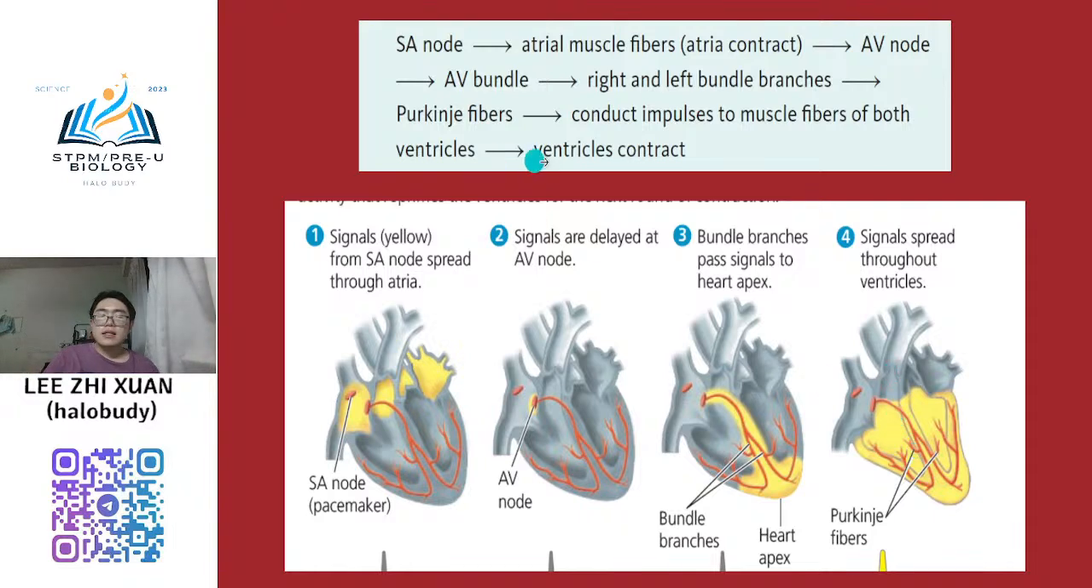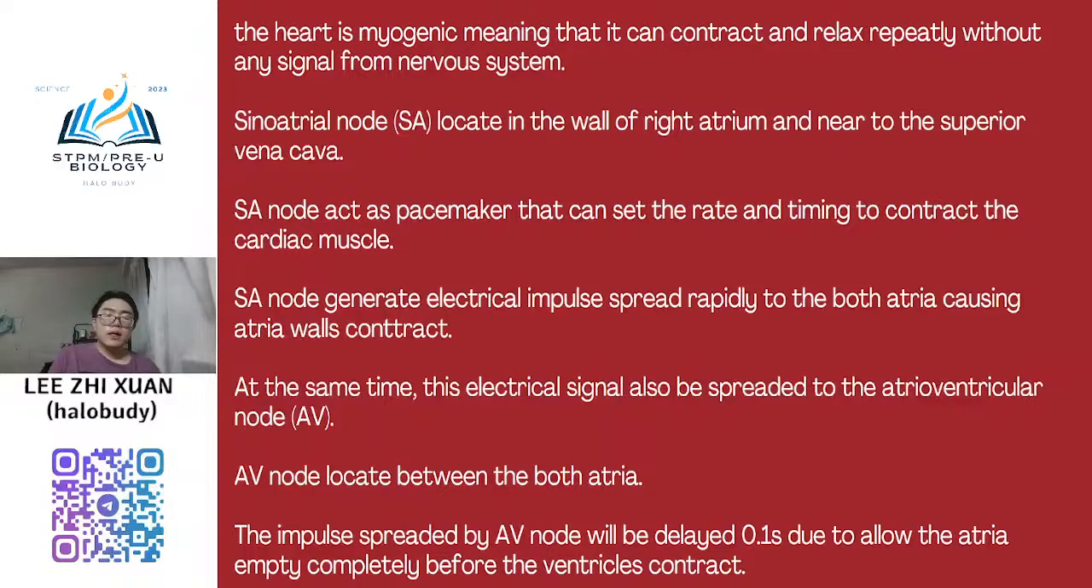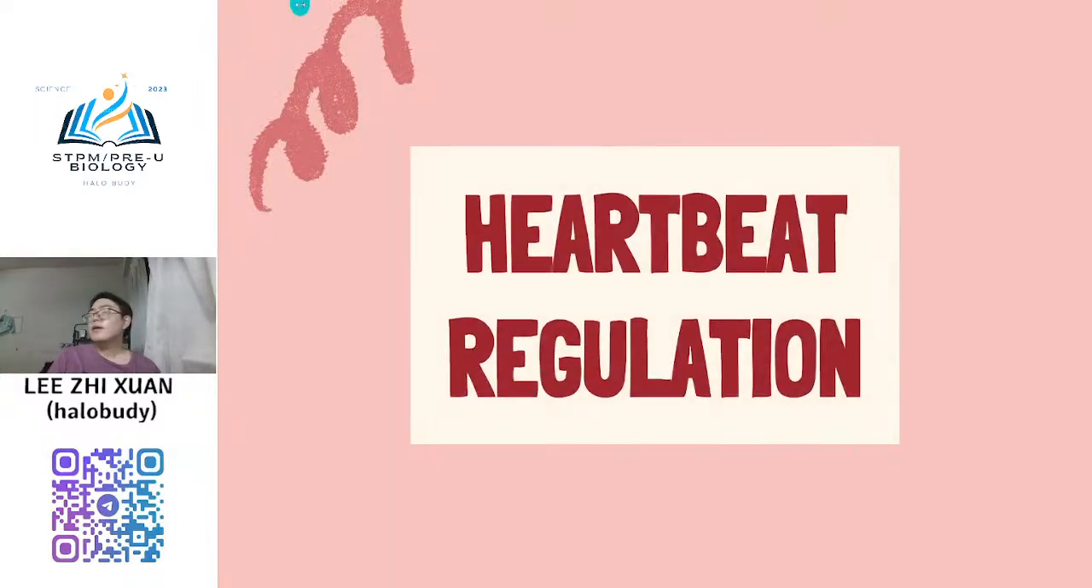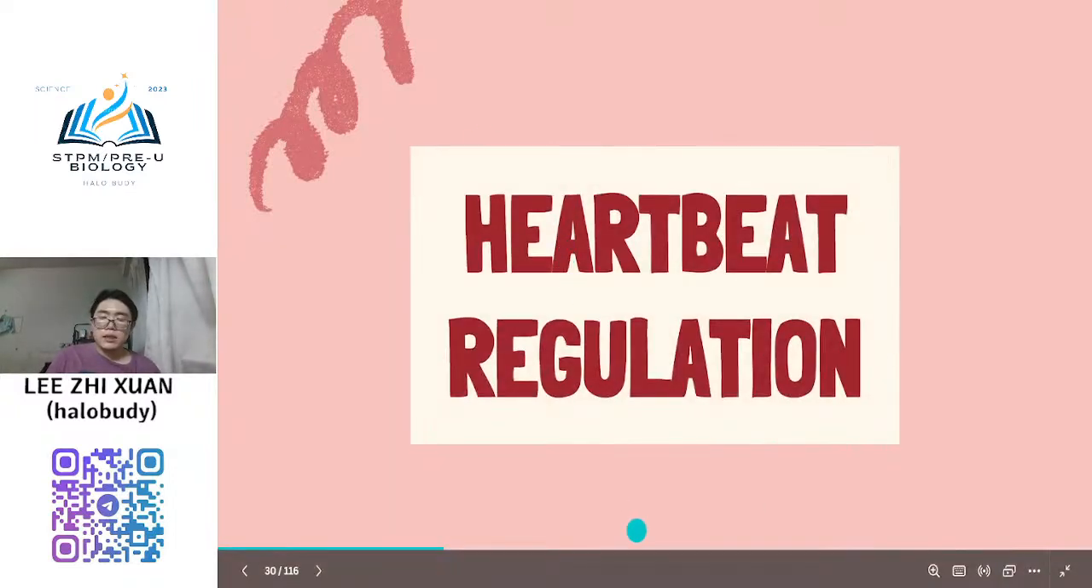So this is the overall process of the heartbeat initiation. The key component is the SA node, the sinoatrial node. They act as the pacemaker. So this is the explanation. I think everyone knows it. Okay. Any question? I think no, because this one is what you learned in STPM, right?